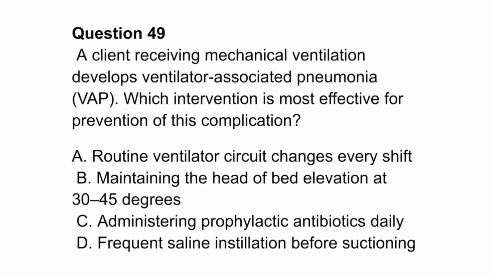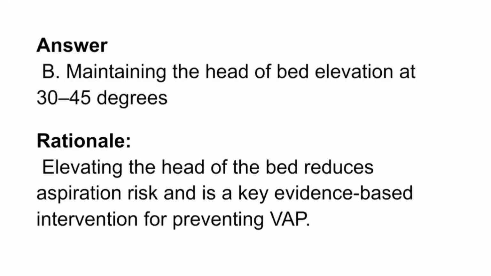Question 49. A client receiving mechanical ventilation develops ventilator-associated pneumonia, VAP. Which intervention is most effective for prevention of this complication? A. Routine ventilator circuit changes every shift. B. Maintaining the head of bed elevation at 30 to 45 degrees. C. Administering prophylactic antibiotics daily. D. Frequent saline instillation before suctioning. Answer: B. Maintaining the head of bed elevation at 30 to 45 degrees. Rationale: elevating the head of the bed reduces aspiration risk and is a key evidence-based intervention for preventing VAP.